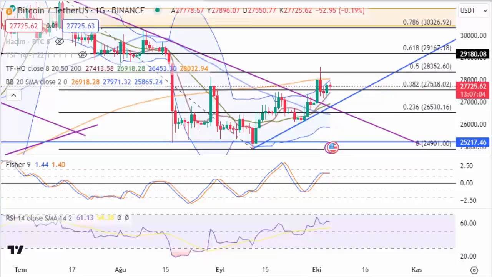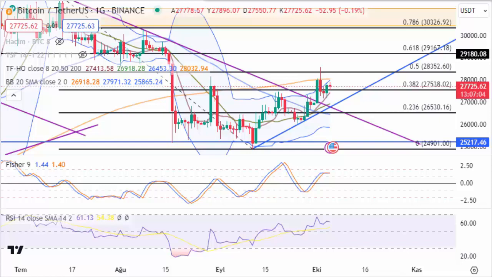Now we continue with the Bitcoin technical analysis in the video. First, let's take a look at the support and resistance zones on our chart. At the upper end, we have a resistance zone at $29,180, and at the lower end, there's a support zone at $25,217. As long as these levels are not breached, we may continue to see price fluctuations.